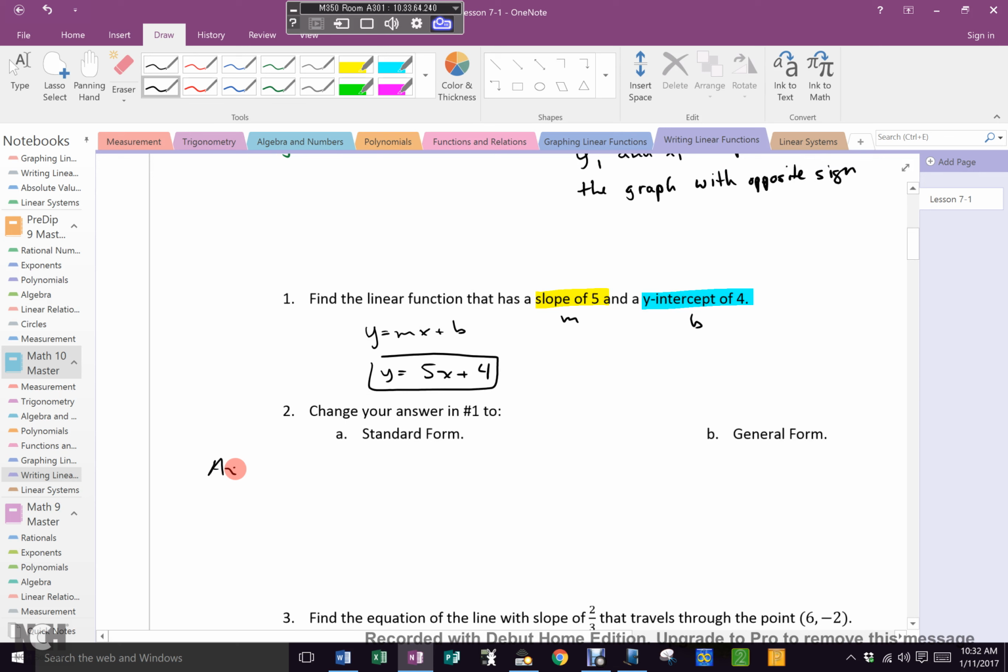Standard form is ax plus by equals c. Now here's the next thing that messes kids up. Right now, this is our m, isn't it? Does everyone agree? But it's also, in this case, it happens to be our a as well. Why?